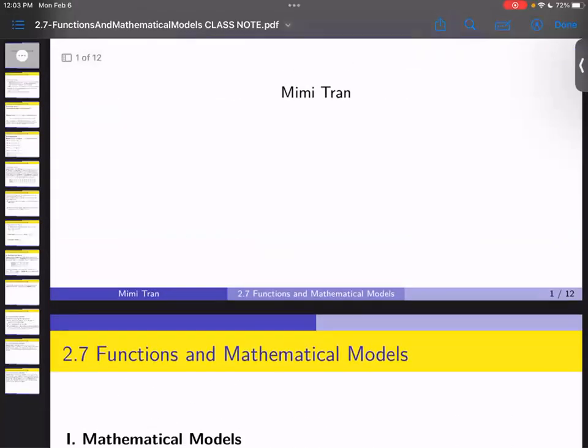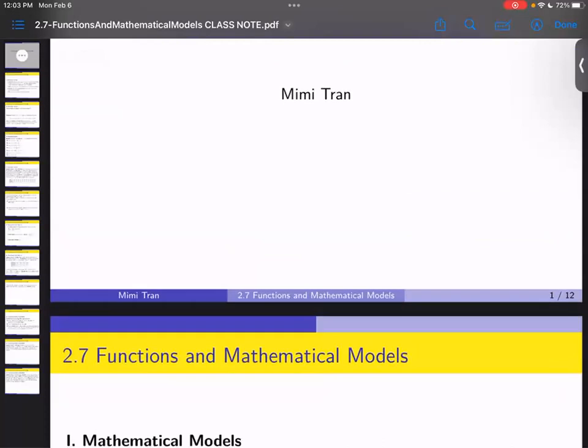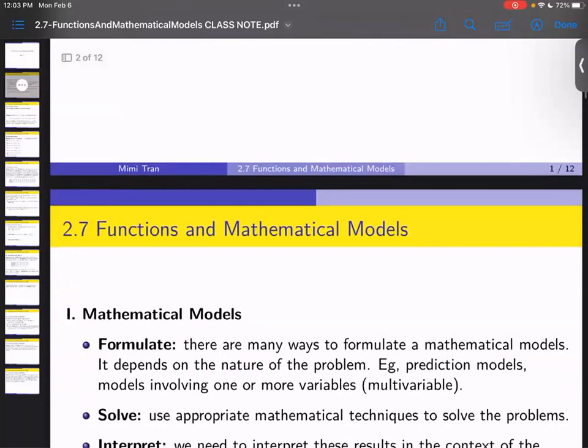Okay. 2.7 is functions and mathematical models. Like I said, this class is a business class. They designed it for business, marketing, accounting students, right? As opposed to pre-calc, that's for pure mathematics. This is more like a business route. So you see a lot of practical models in this class.